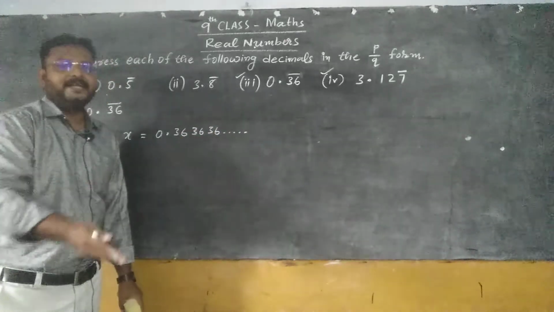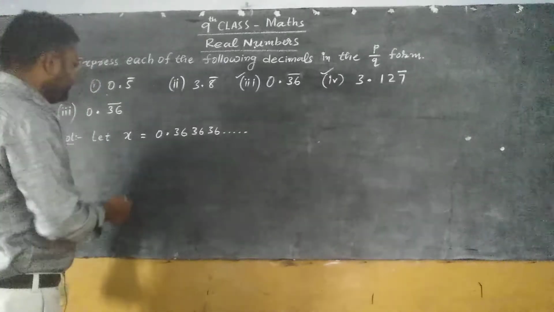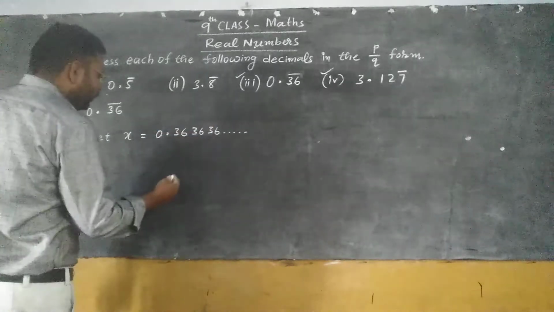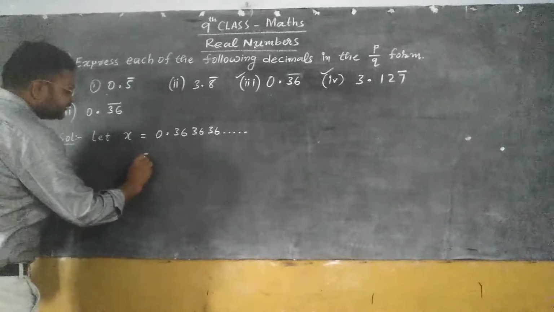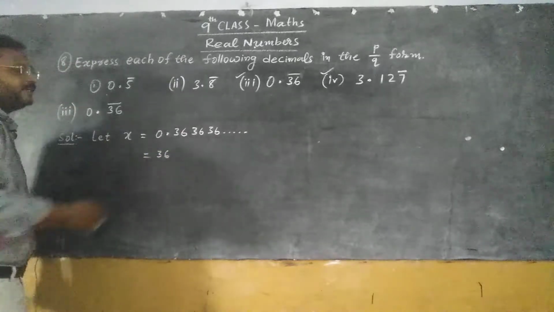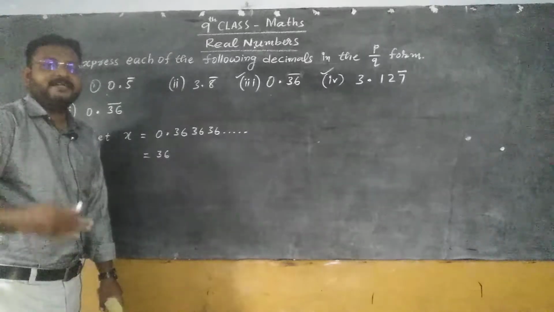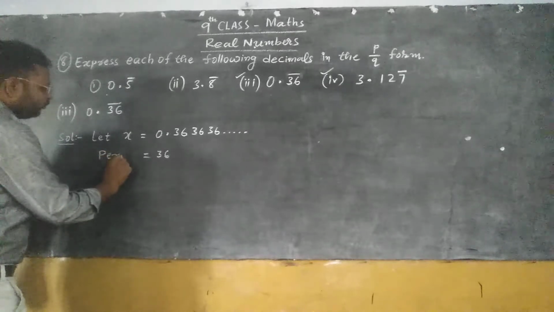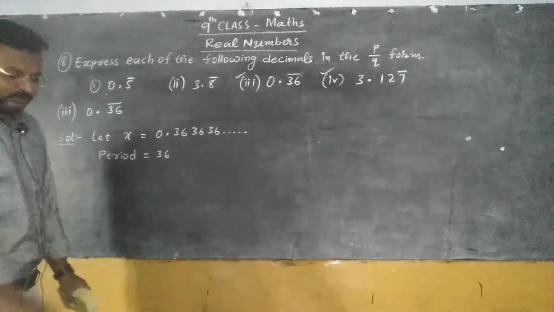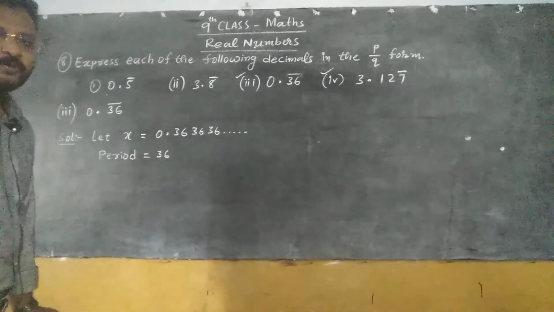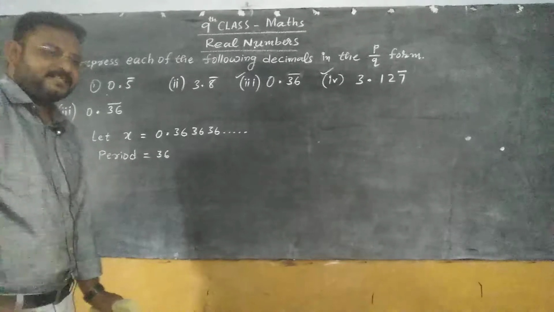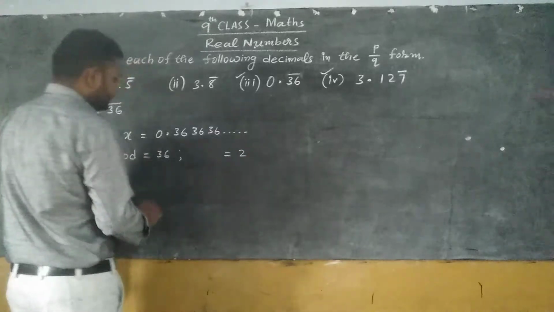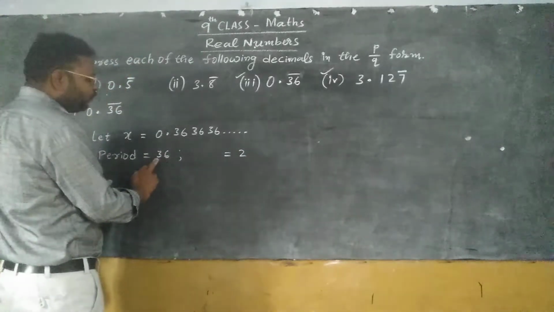Dots represent that 36 will go on forever. So now listen, x is equal to 0.36 36 36 and so on. Now what do we call 36? 36 is the repeated digit, and it is called the period. What is meant by period? The repeated digit is called the period. How many digits are there? Two digits, 1, 2. Two digits are repeated here.